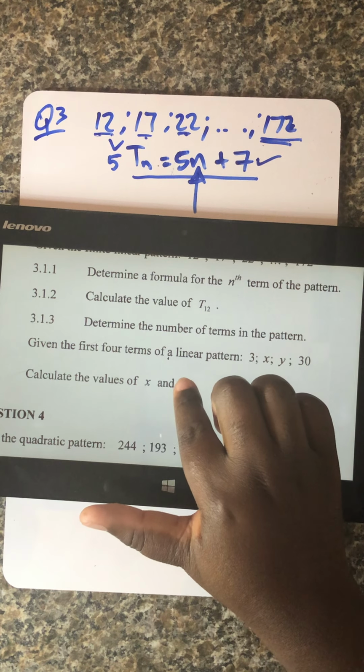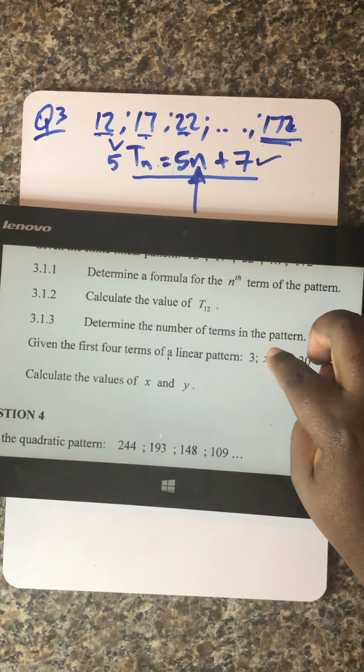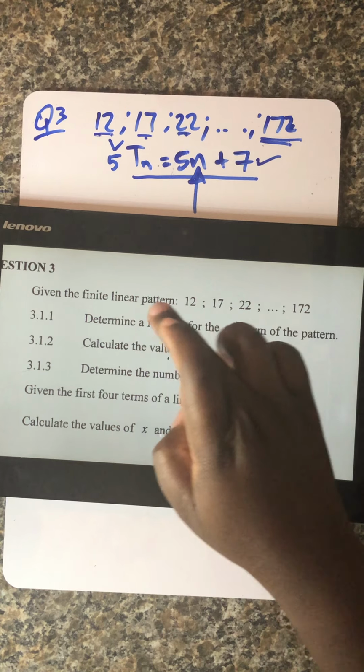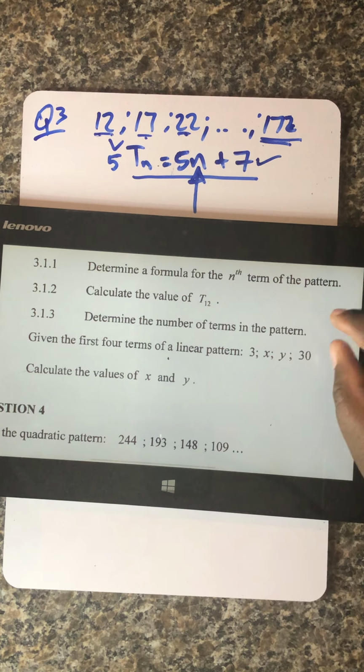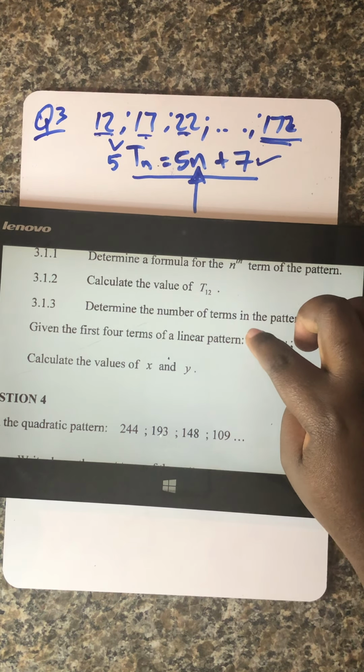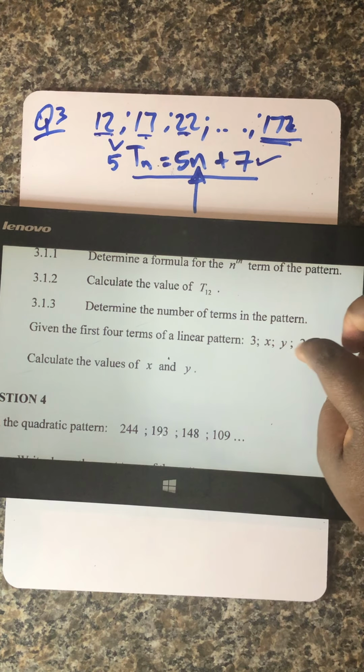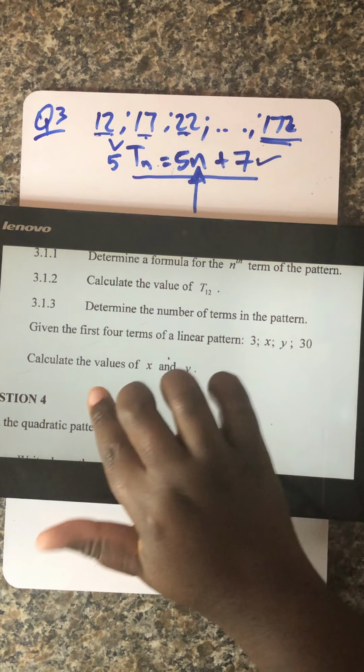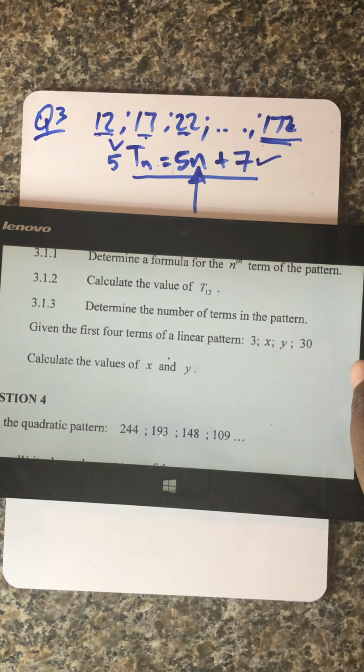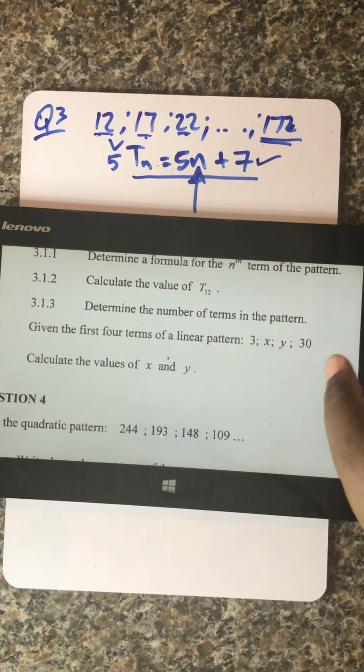Given the first 4 terms of a linear pattern, so that means we are still dealing with the same type of pattern, which is arithmetic, which is given as 3x, y, and 30. The question says calculate the values of x and y.